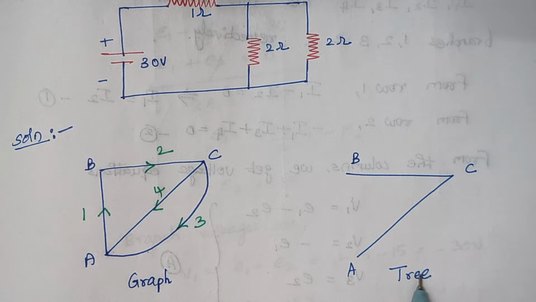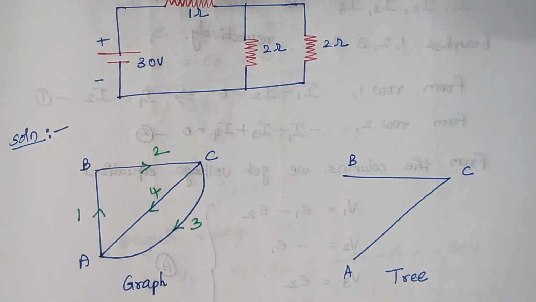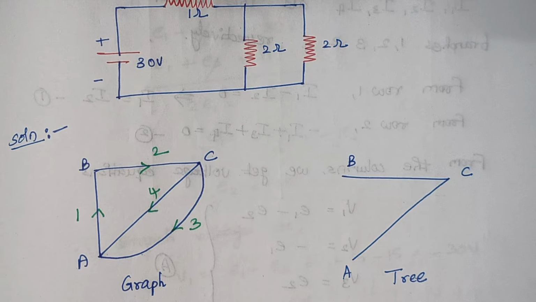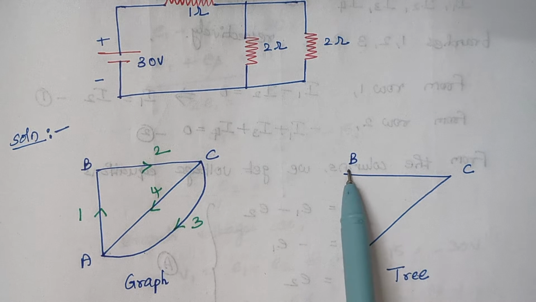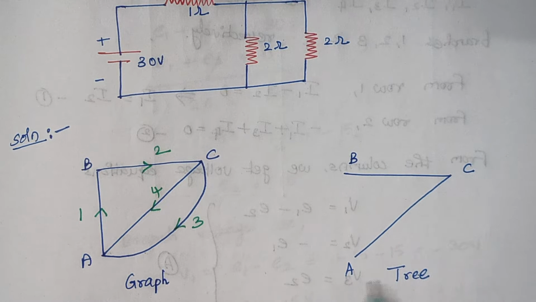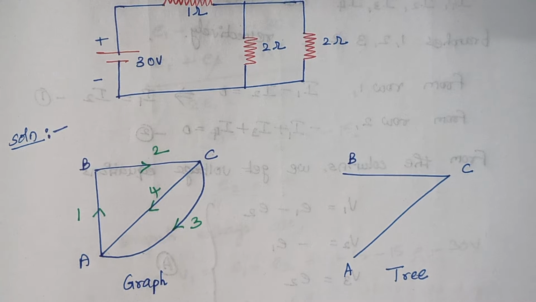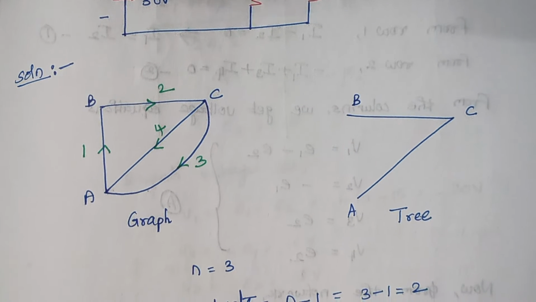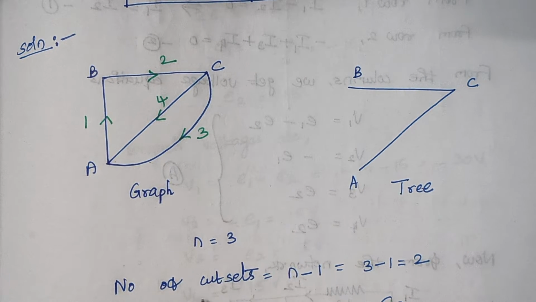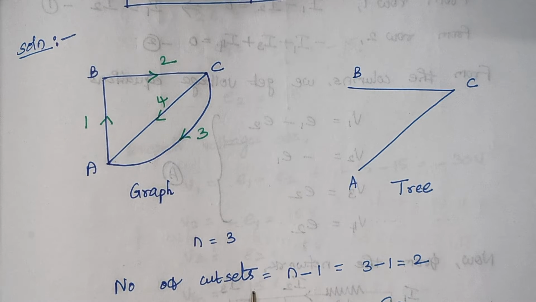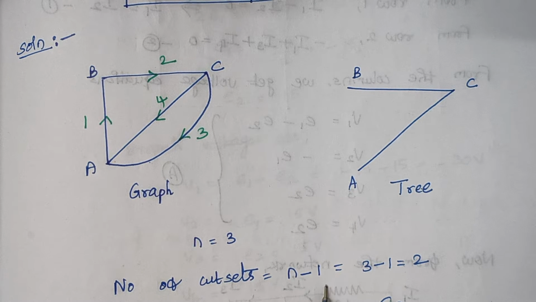And the next one is tree. So here tree should always consist of branches, but the branches should never form a closed loop or a closed path. So here we are considering, you see this CB and CA as the tree. Now here the value of n is equal to 3. So number of cut sets is given by the formula n minus 1. So here n minus 1 is given by 3 minus 1, which is equal to 2.